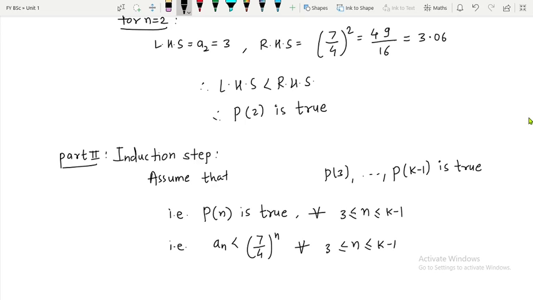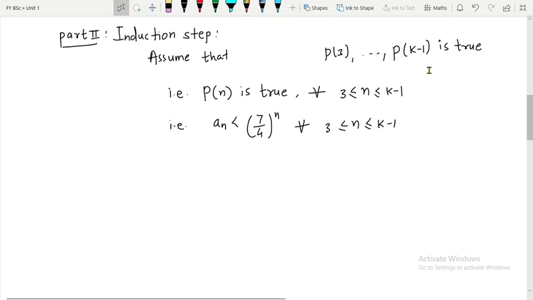As I have explained yesterday, what is the importance of this strong principle? It lies only in the induction step. We not only can use that P of k minus 1 is true, but we can also use that P of k minus 2 is true, P of k minus 3 is true, and so on. That is the importance, right?